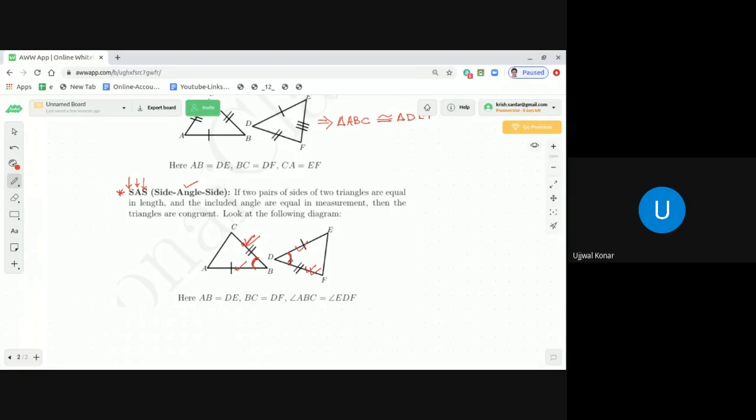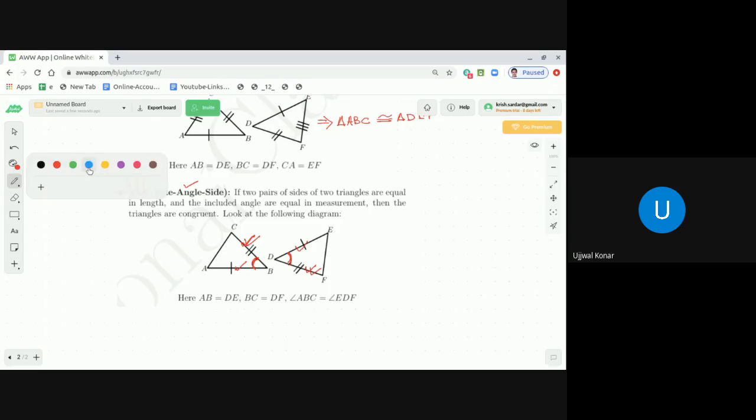So let me revisit the statement once more. If 2 pairs of sides of 2 triangles are equal in length and the included angles are equal in measurement, you must take that included angle, dear students. That is very important. Then these 2 triangles are congruent. Let me explain once more if you have any doubts so that you can ask me.